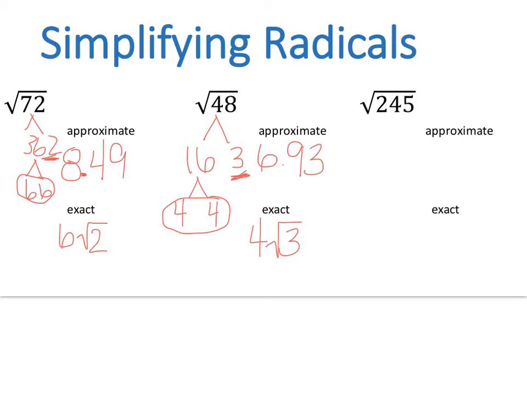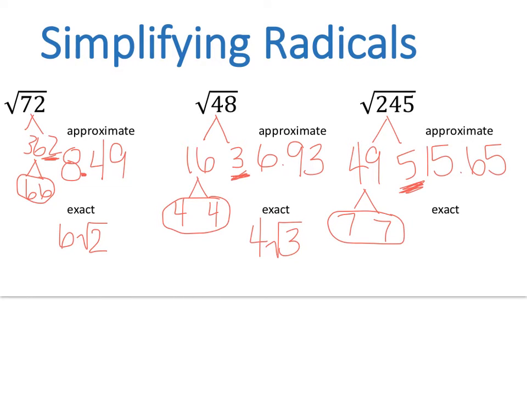And for the very last example for simplifying radicals, we have the square root of 245. Again, the approximate answer when I type that in my calculator is 15.65. When I look for the exact answer, the biggest perfect square that divides 245 is 49. 49 times 5. 49 breaks down into the partners of 7 and 7. And then 5 is my loner. So the exact answer is 7 square root of 5. So there's a quick review over how to simplify radicals.